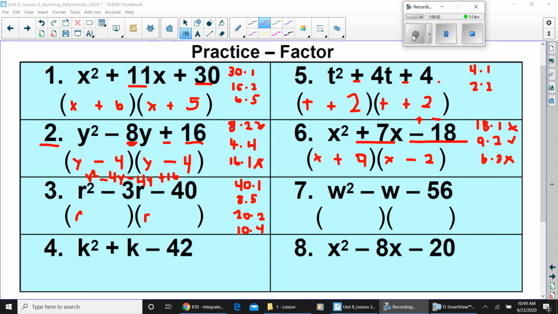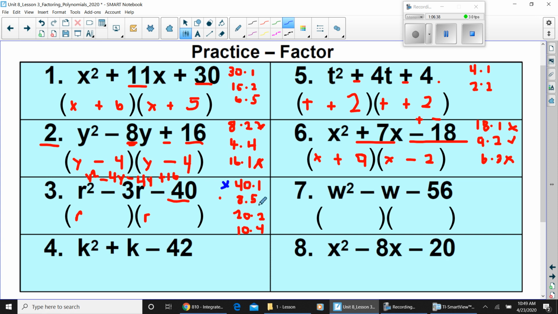So taking a look at number 3, you have r times r, and I looked at 40, and I listed all of the factors I could think of. 40 times 1, 8 times 5, 20 times 2, 10 times 4. There's a lot of factors that multiply to 40. But I need one pair of these factors to either add or subtract to 3. 40 and 1 can make 41. It could also make 39. No good.